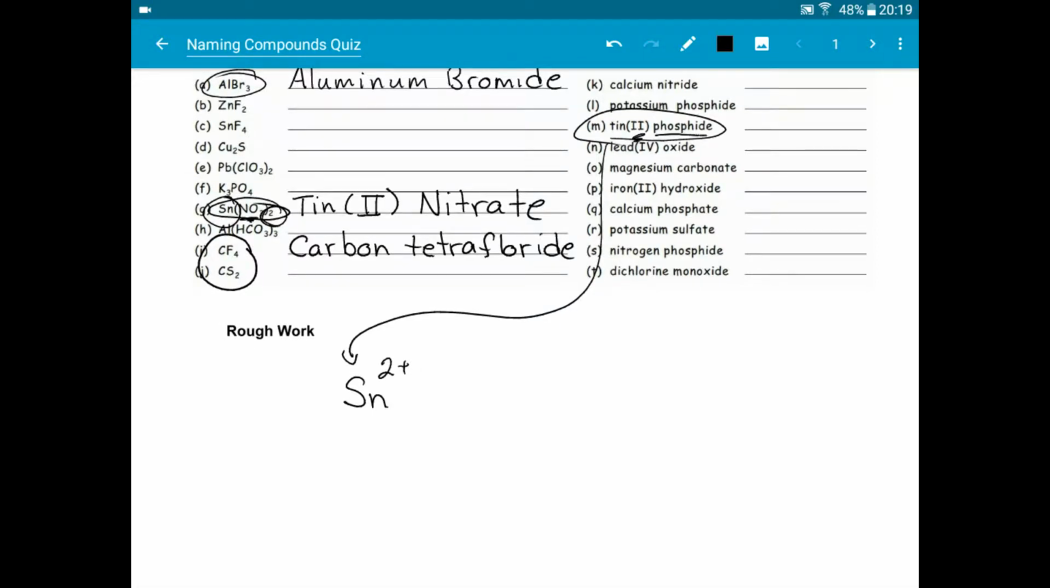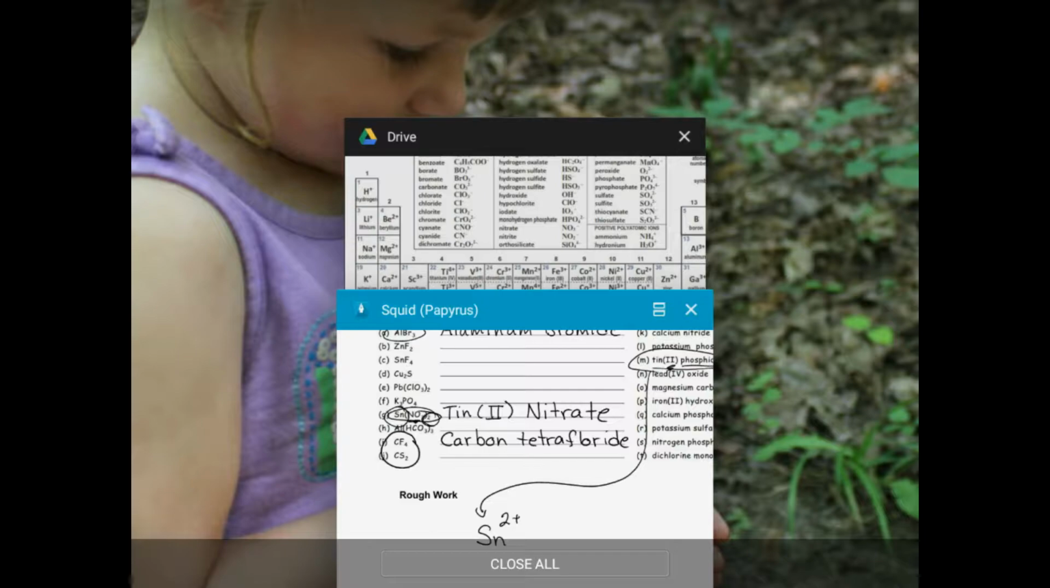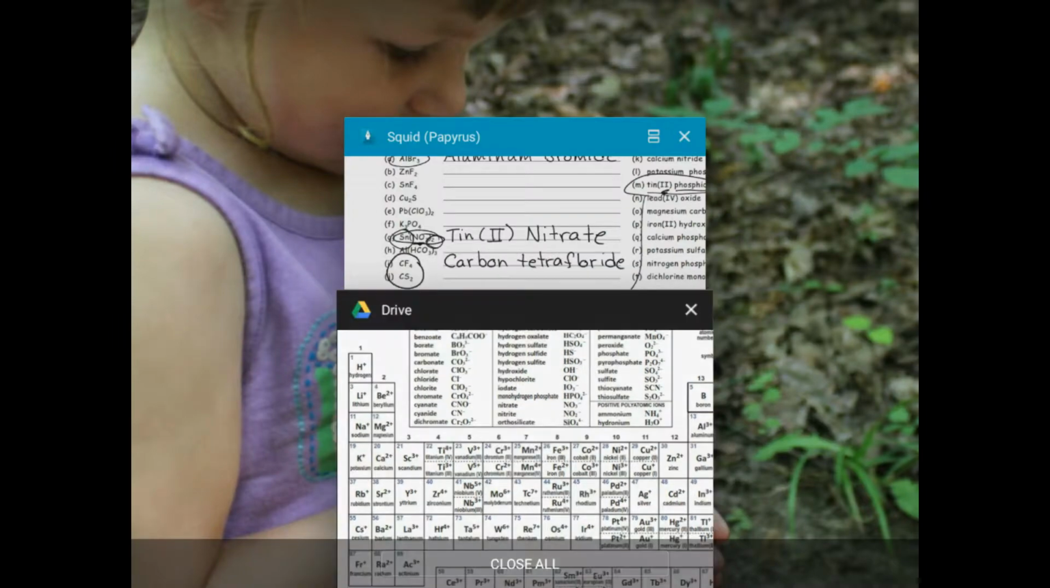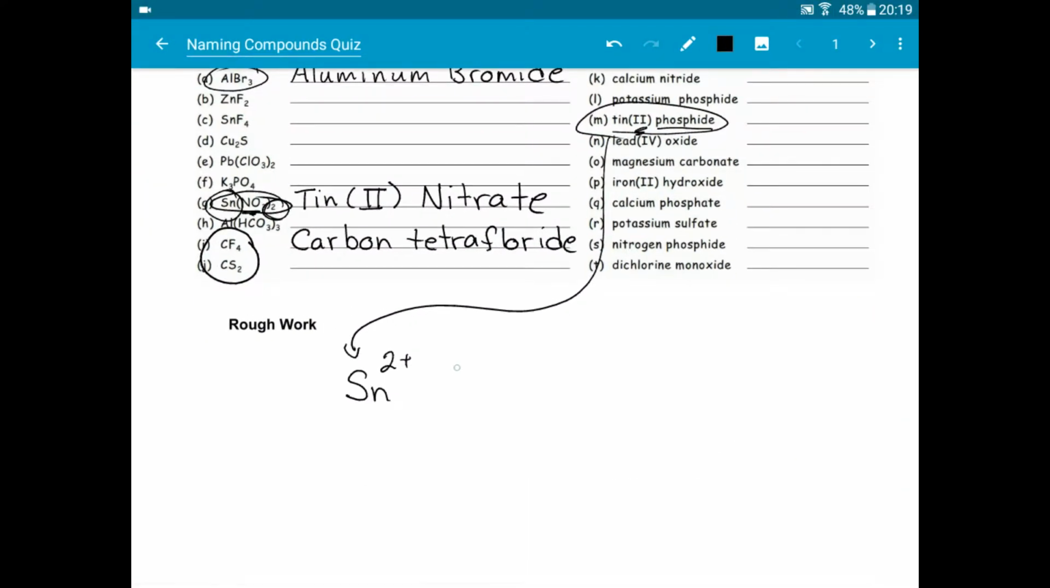Then we have phosphide. So let's go find phosphorus on here. You see in this particular periodic table, it says phosphide already. So that's 3-. This is going to be P, and this is 3-. Now once again, we have to figure out how to make this neutral. So we've got 2 positive. We need some number of tins plus some number of phosphides, and they're 3 minus, to give us 0.